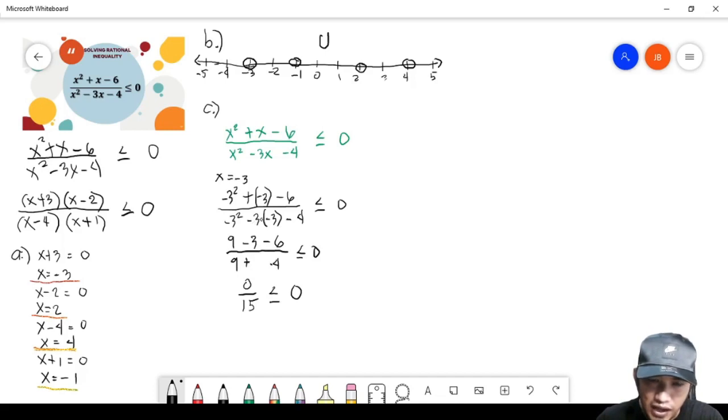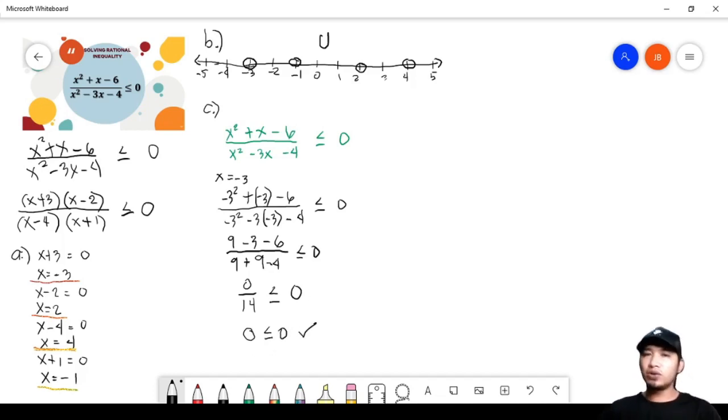Okay. 3 multiplied by negative 3 is positive 9. Okay? Minus 4. Nagkamali ako diyan. Yeah. So 9 plus 9 is 18 minus 4. That will give you 14. And 0 all over 14, alam natin that any number that has a numerator of 0 is equal to 0. And it is less than or equal to 0, true.